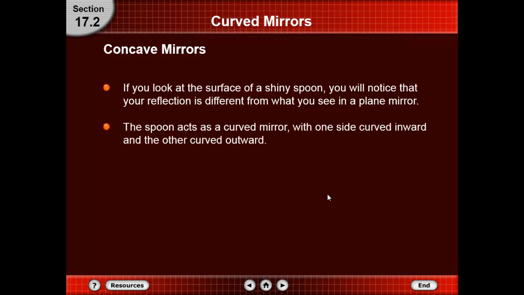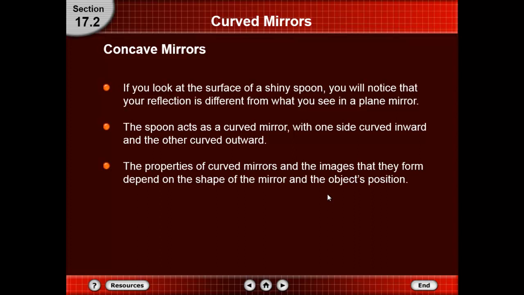It has two faces, with one side curved inward and the other side curved outward. The properties of the curved mirror and the image that it forms depend on the shape of the mirror and the object's position. So, I have two factors affecting the image formed from the concave mirror: the position of the object from the concave mirror and the shape of the concave mirror.